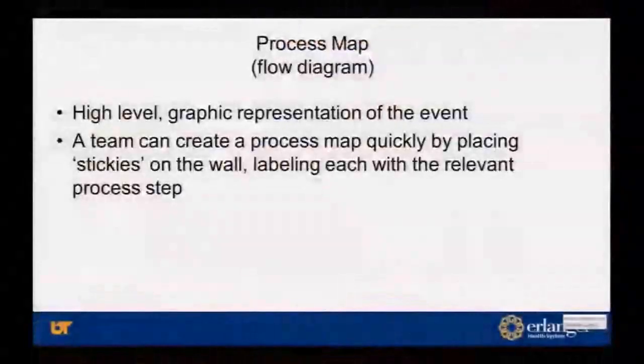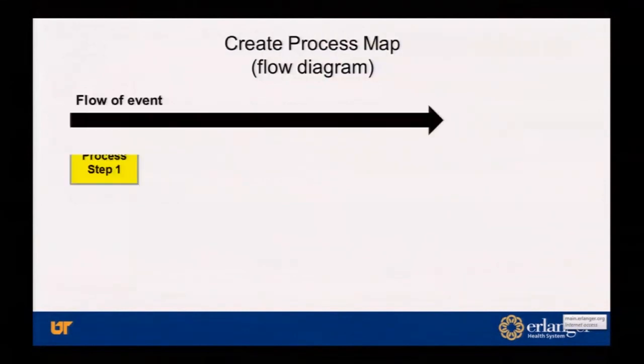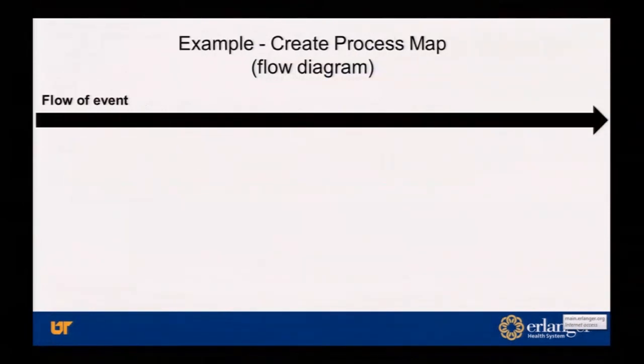First, we create a high-level process map, and this is just a high-level representation of the event. A team can do this quickly by putting stickies or Post-its on the wall, and if you look around, we've actually created one for you in the interest of time. So the flow of that is quite simple, left to right, process step 1, step 2, step 3, and so on. As I mentioned, we put this one together since we're compressed for time. So I'll run through this quickly.